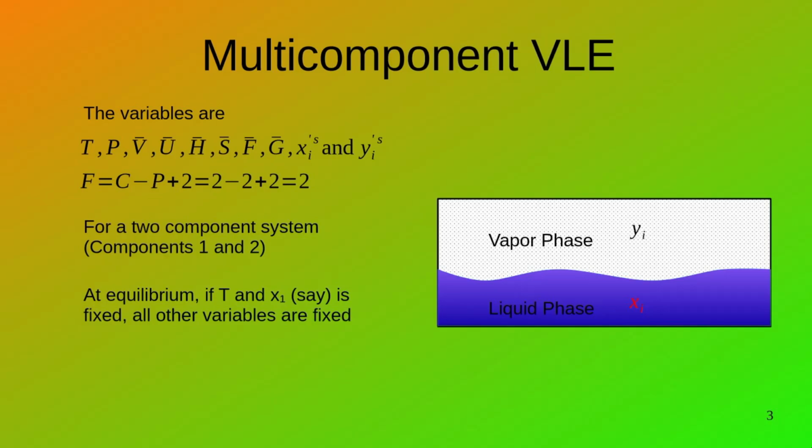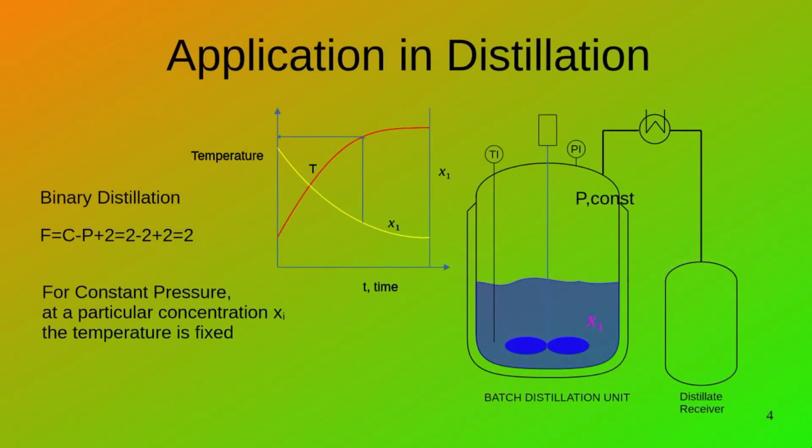Now, let's take an example. Let's take the system of distillation. Now, let's apply this rule to distillation. What we have in the batch distillation unit, for simplicity's sake, of course, is a binary system which is being distilled. Now, component 1 is the highly volatile component. So obviously when we heat this distillation unit, component 1 is going to have greater concentration in the vapor phase. We are going to condense it and put it in the distillate receiver.